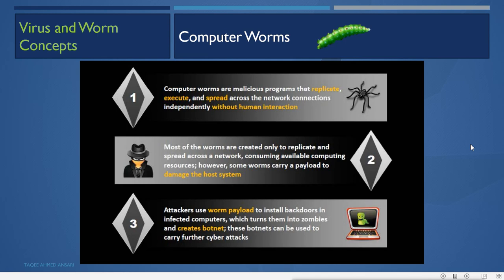Then the next thing is computer worm. After the virus, we have the computer worm. Now computer worms are malicious programs that replicate, execute and spread across the network connection independently without human interaction. Most worms are created only to replicate and spread across a network, consuming available computing resources. However, some carry a payload to damage the host system. Attackers use a worm's payload to install backdoors in infected computers, which turns them into zombies and creates botnets. These botnets can be used to carry out further cyber attacks.